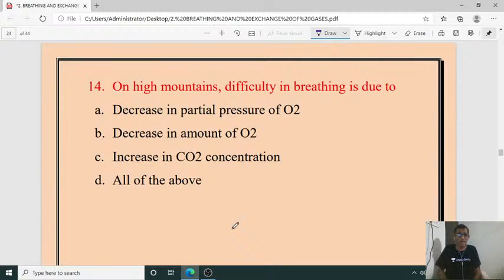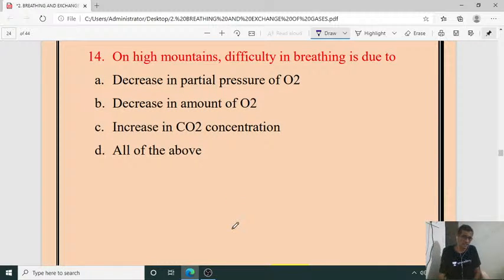Then, on high mountains, difficulty in breathing is due to what? What is the reason? I said it in the previous question. So the 14th one is a decrease in the partial pressure of oxygen, decrease in the amount of oxygen. Increase in carbon dioxide is not the answer. All of this is not the answer.